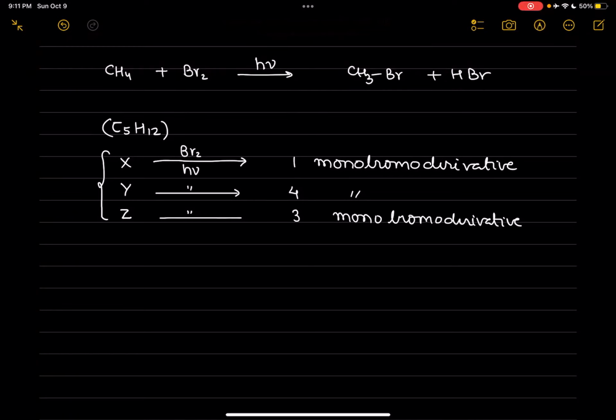Out of these C5H12 isomers, you replace one hydrogen by bromine, right? So that is the monobromo derivative. Okay, so tell me, what is the name of X, Y, and Z?